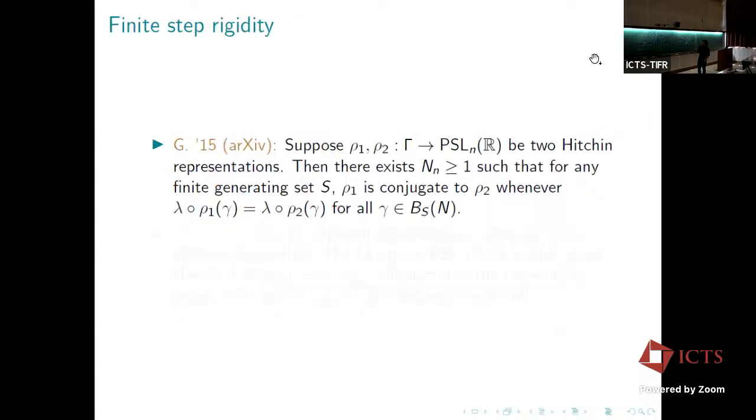So the statement is we take two representations of Γ inside PSL(n,R), which are Hitchin representations. Then there exists N, which only depends on this n, such that for any finite generating set S, ρ1 is conjugate to ρ2 whenever their Jordan projections match up for all γ inside B_S(N).